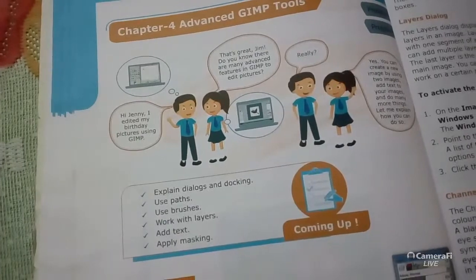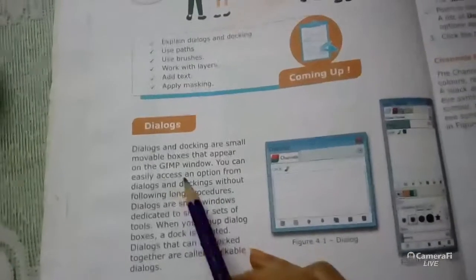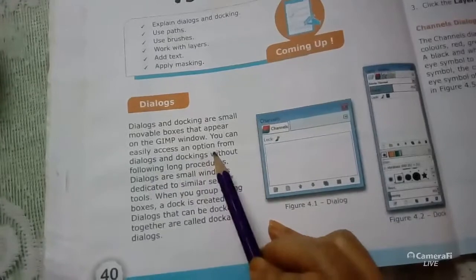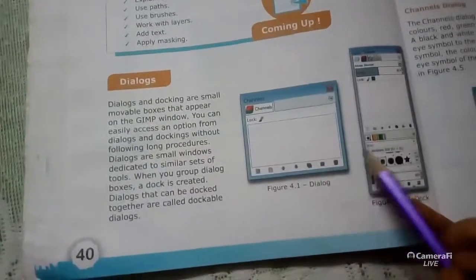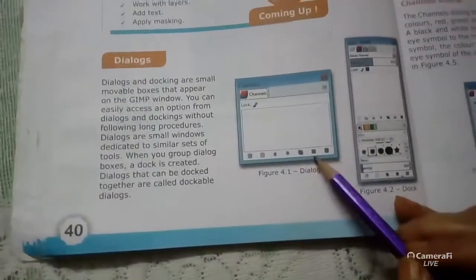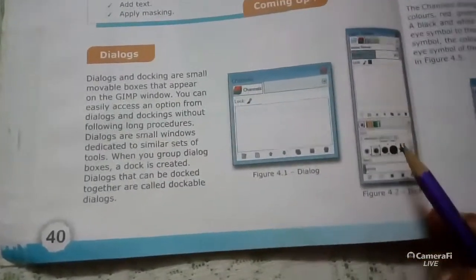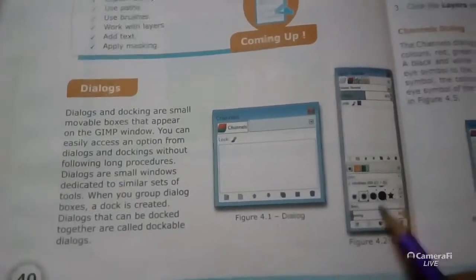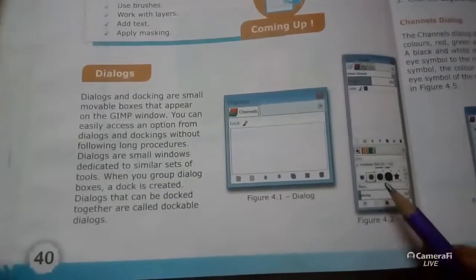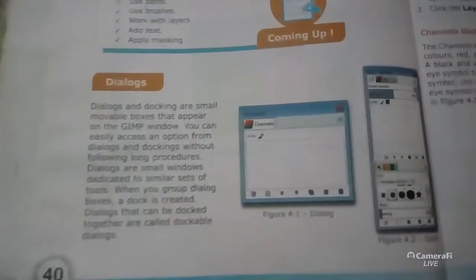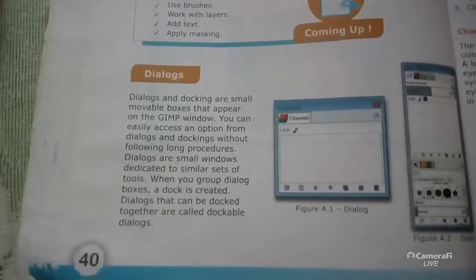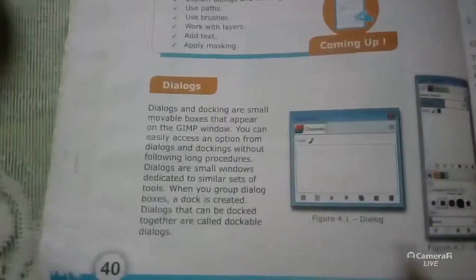Dialogs and docking are a small movable box. This type of movable box you will find on your screen in a window. In GIMP windows, you can easily access an option from the dialogs. That means from the dialog box, you directly use the options. Suppose you want to select a brush. Here so many sizes are available. You can select any one directly, not the long process like Window, then Path, or Brush, or Tools. It is not so long. You can open it directly.